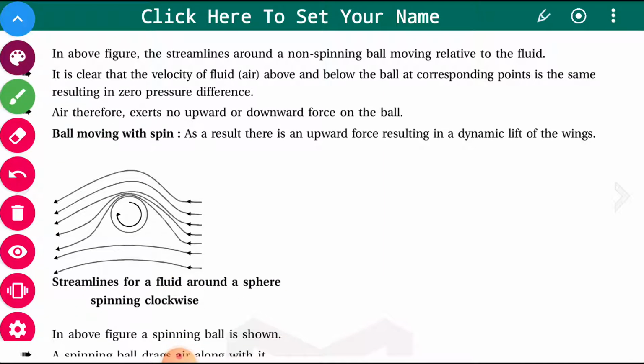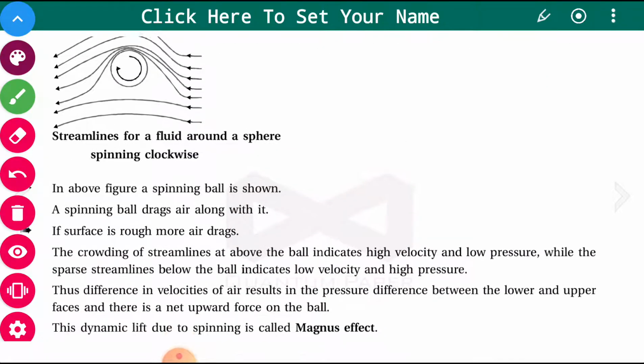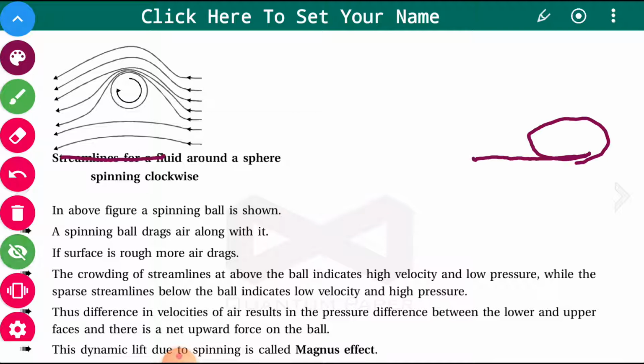Okay. Now when the ball is curling or spinning, as a result there is an upward force resulting in a dynamic lift, or we can say dynamic lift of the ball. Whenever it is curling, there will be a pressure difference. If there is no curling or no spinning, there is no pressure difference. When the ball is moving with the spin, what will happen? There will be a pressure difference. In this figure, see, the ball is shown curling like this.